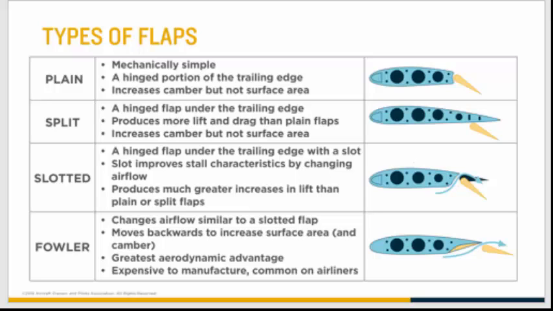The last one there is the Fowler flap, which is a type of slotted flap. Instead of being hinged, it moves backward on a track and extends beyond the trailing edge of the wing, which increases the surface area and the camber. Among flap types, it has the highest lift to drag ratio at its lesser degrees of extension, giving it the greatest aerodynamic advantage. And this one is also the most expensive to produce.